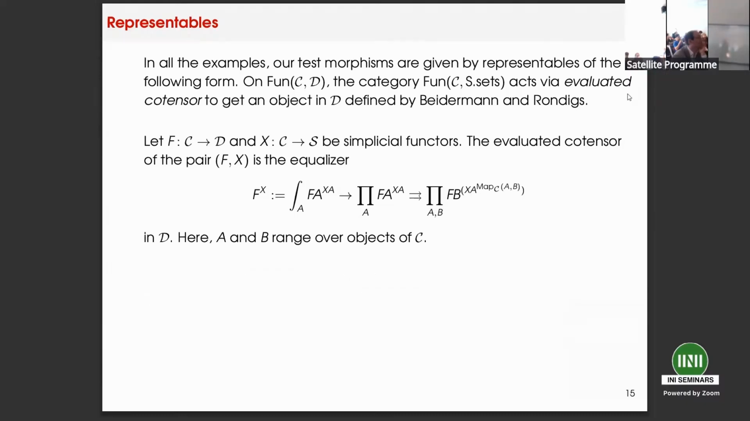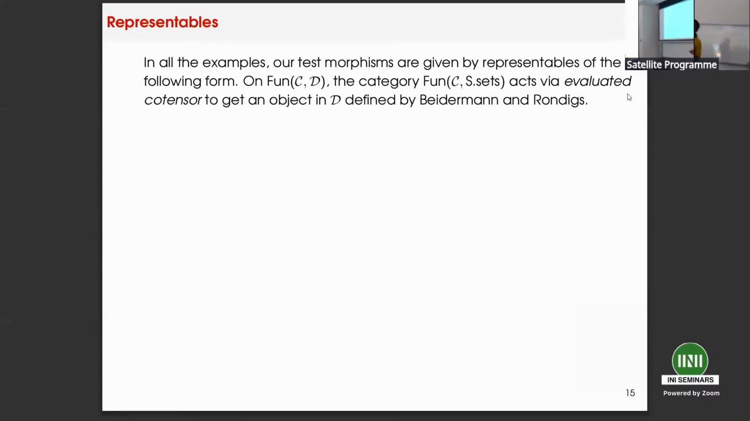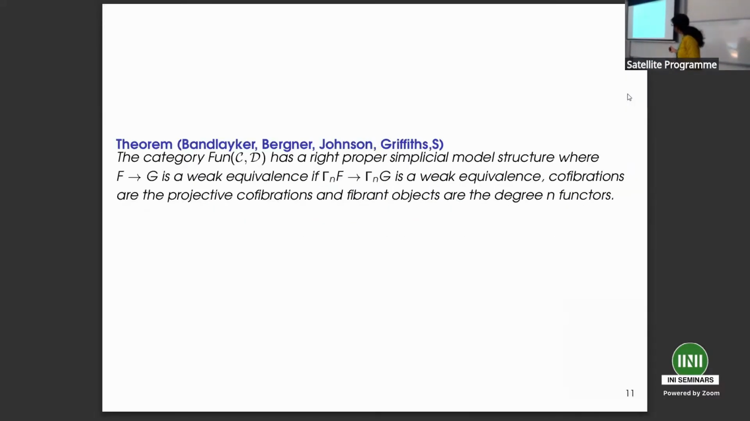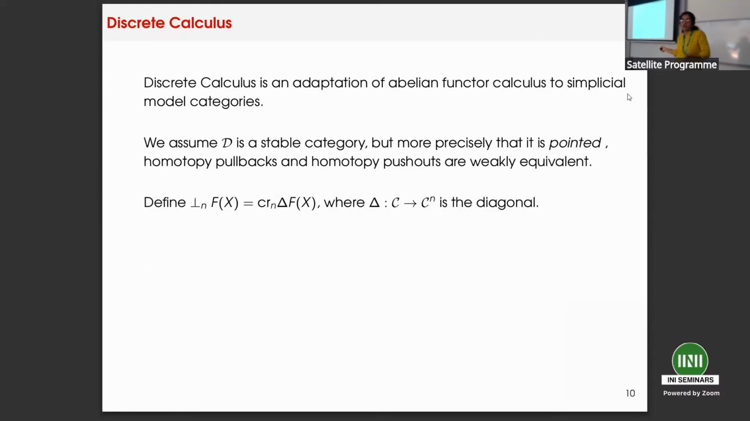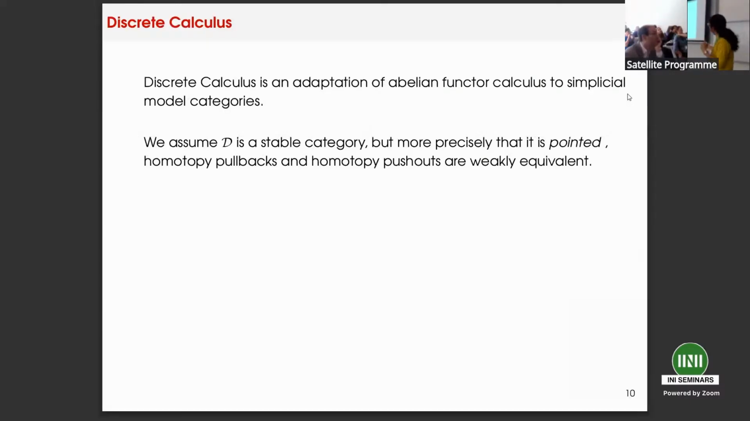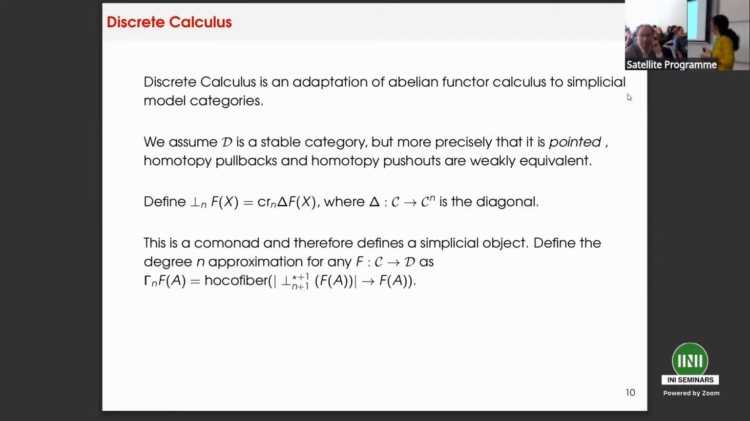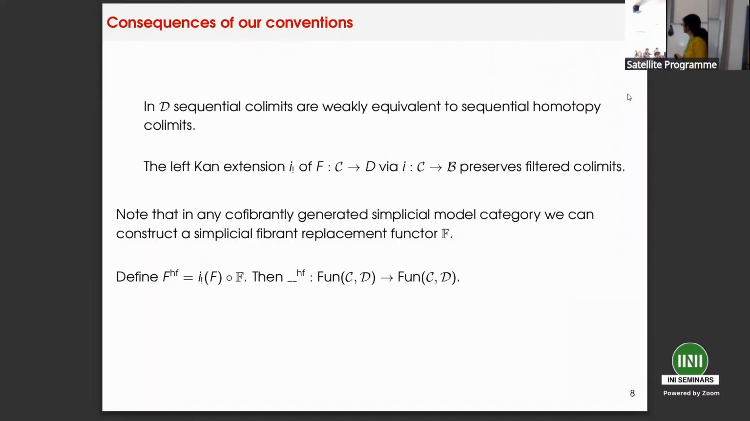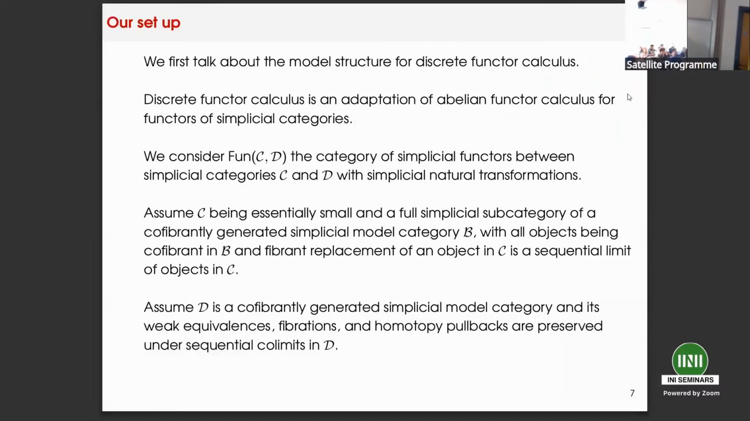C has to be essentially small, and it's a full subcategory of a cofibrantly generated model category. It consists of cofibrant objects. It doesn't have to have all the cofibrant objects, but every object in C must be cofibrant. Topological spaces are fine. On D, I'm just assuming it is cofibrantly generated, with some nice properties on the weak equivalences and how they behave with sequential colimits.